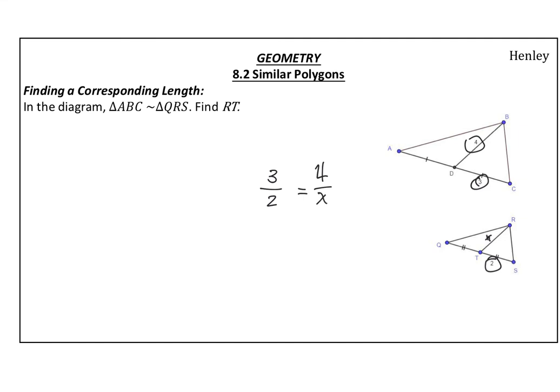So 4 over x. Now we just cross multiply. So we have 3 times x, which is 3x, equals 2 times 4, which is 8. So 3x equals 8. Divide by 3. x equals 8/3. And that's all you have to do because we're not instructed to change it to a decimal. Many times you will be instructed to change it to a decimal. This is not one of those times.